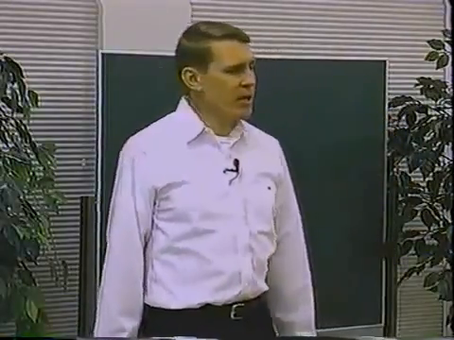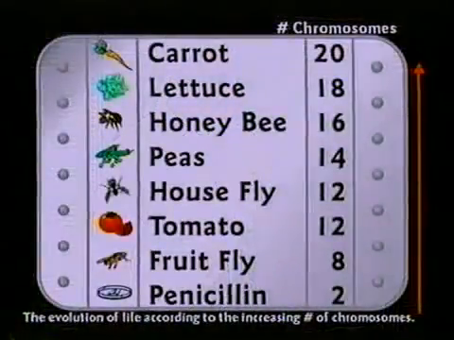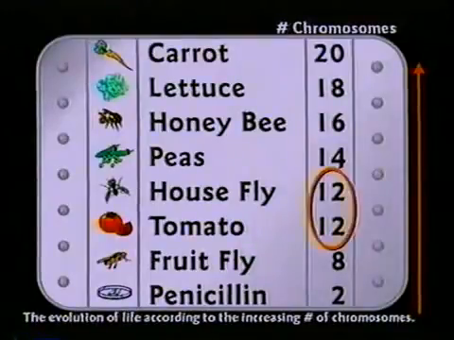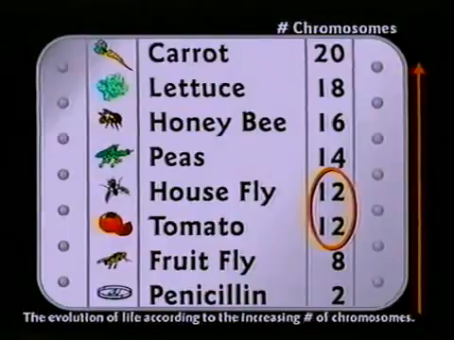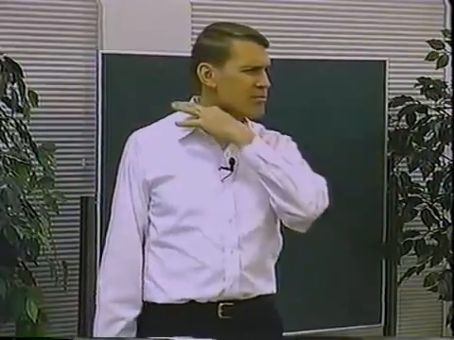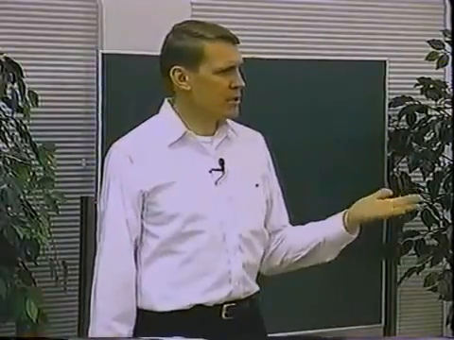And over millions of years, got some more chromosomes and became either a tomato or a housefly. They're twins, you know. Nobody can tell the difference between a tomato and a housefly. They both have 12 chromosomes. This would be like the number of instruction manuals to build that organism. A tomato and a housefly, same number of chromosomes. Does that prove anything?